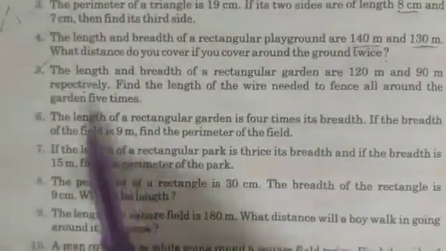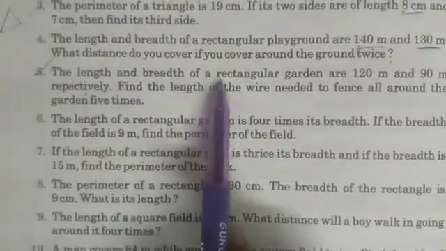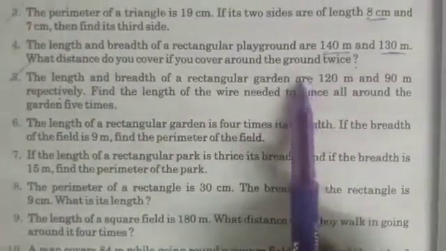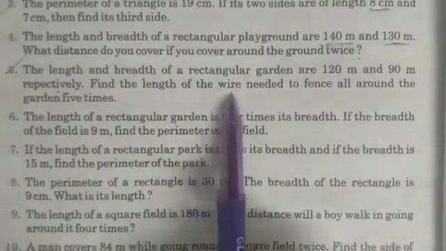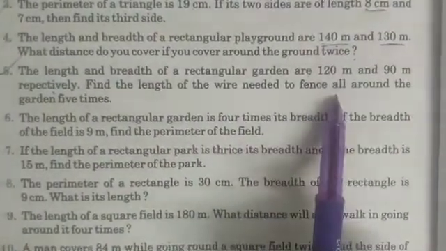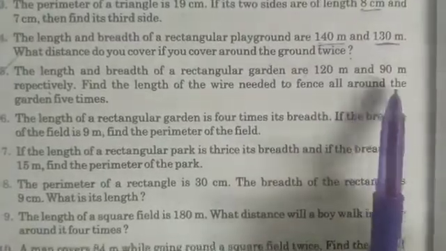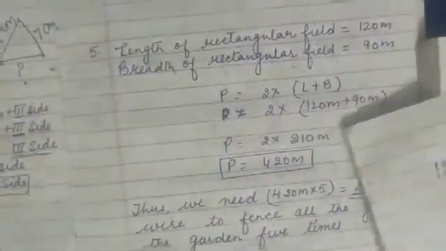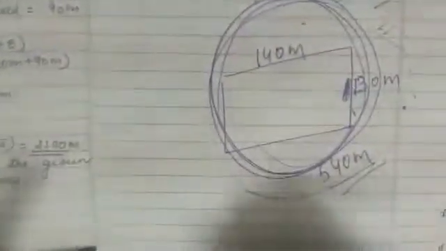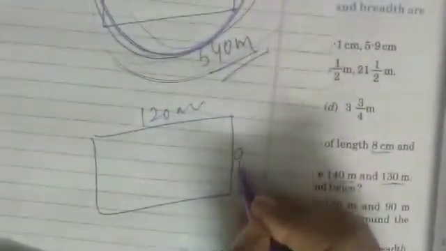The fifth question is: the length and breadth of a rectangular garden are 120 meter and 90 meter respectively. Find the length of the wire needed to fence all around the garden 5 times. The same type of question. There is a rectangular field. What is the length of the rectangular field? The length is 120 meter and breadth is 90 meter.